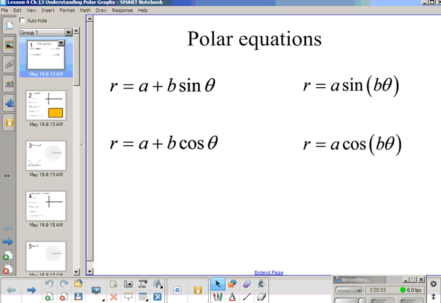Hello, so today we're going to continue our discussion of polar equations, and we're going to try and make some sense of what we did yesterday when we were investigating them. Yesterday we looked at really three different kinds of polar equations, but two of them are here.